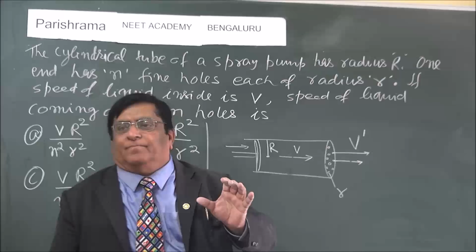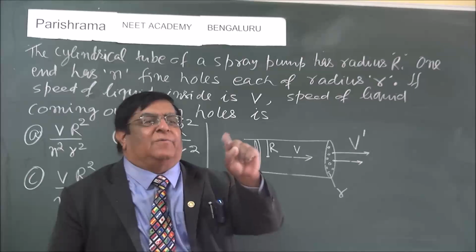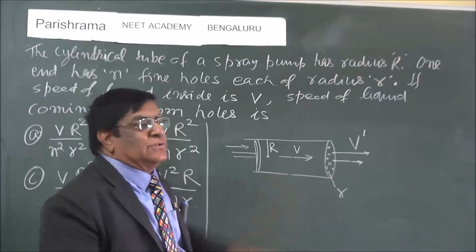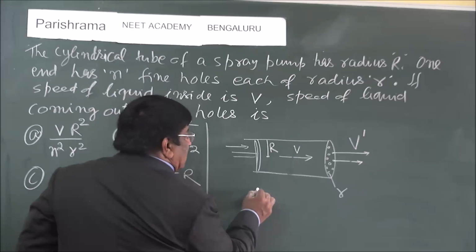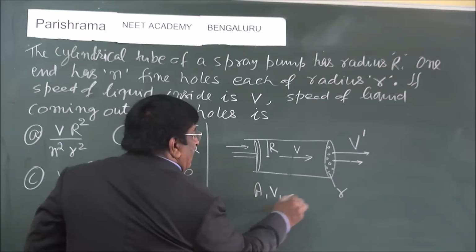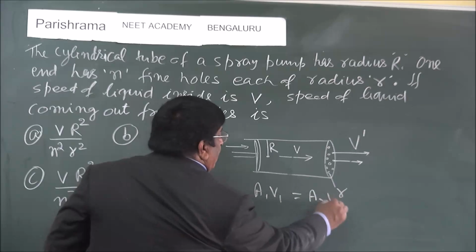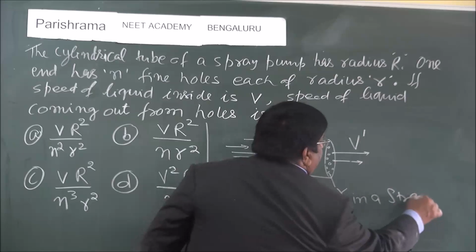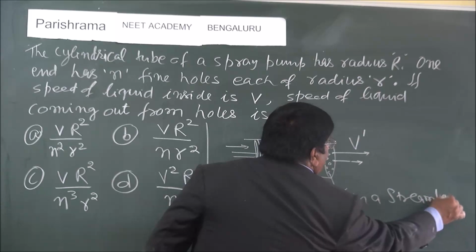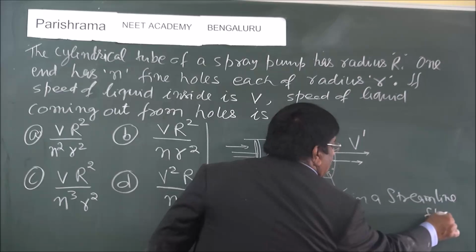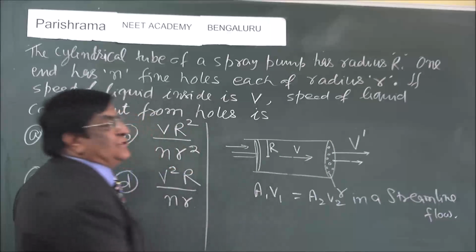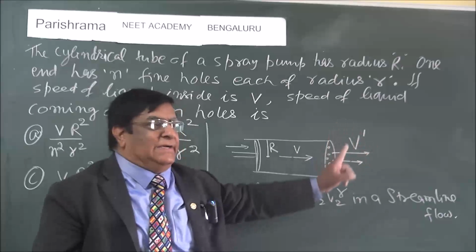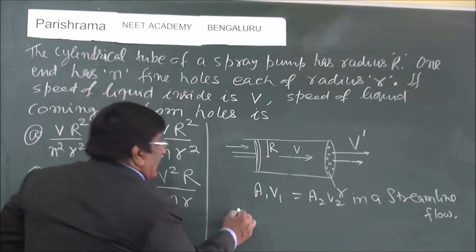Because volume, if we divide with length, it will be area. Length divided by time is velocity. So this has been derived as A1 V1 is equal to A2 V2 in a streamline flow. It is a streamline flow. The same liquid is going out. Right? Now, what is the area 1?